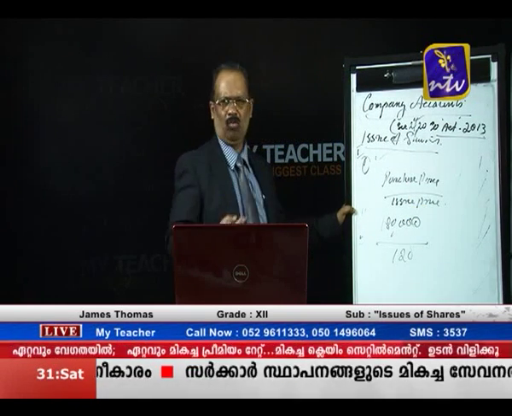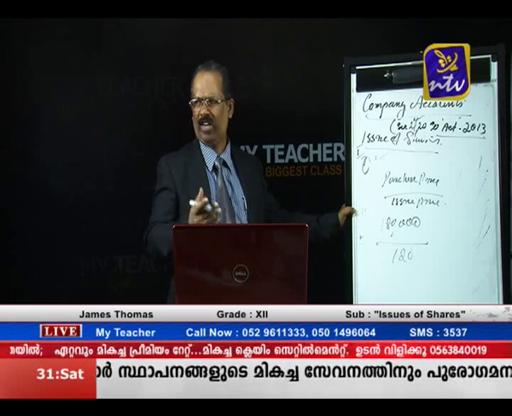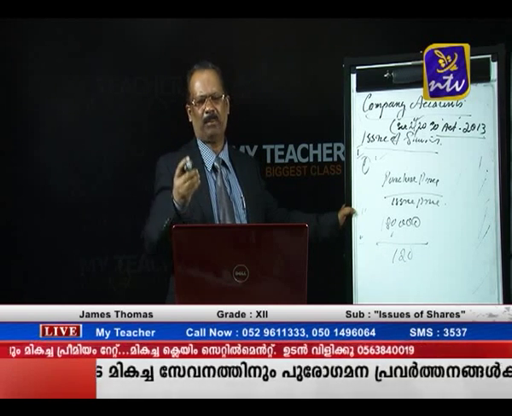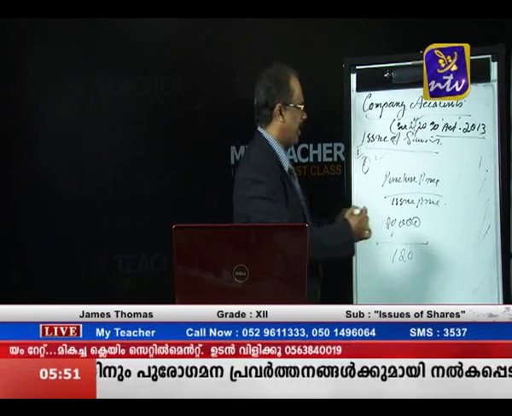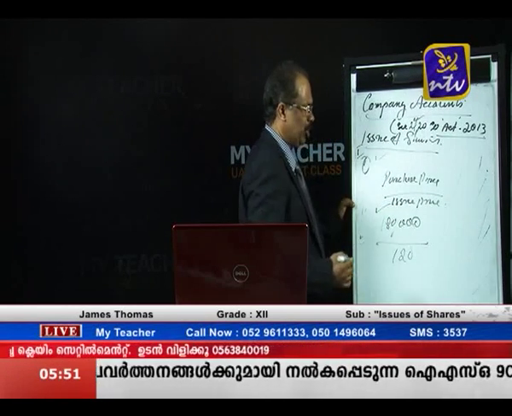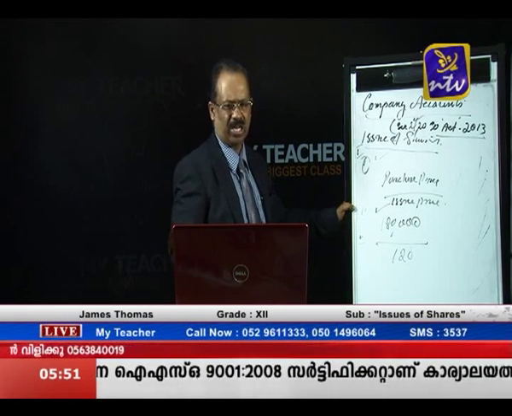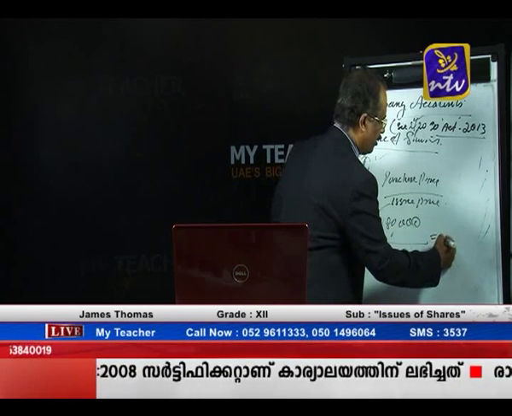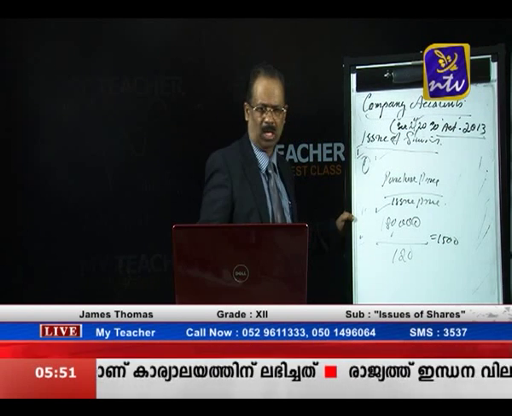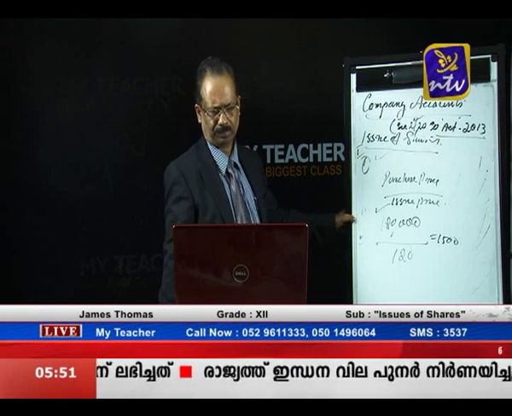From where did you get 120? 100 is the face value and 20 is the premium. That means purchase price is 1,80,000 and issue price is 100 plus 20. So you can see the answer is 1,500.